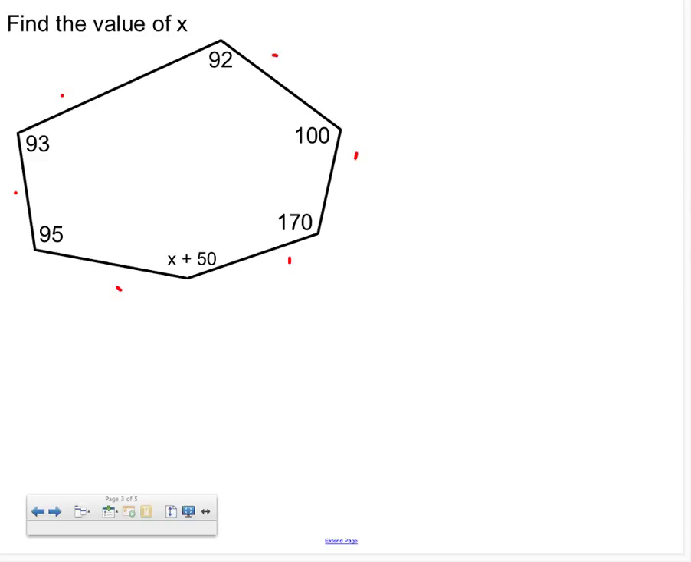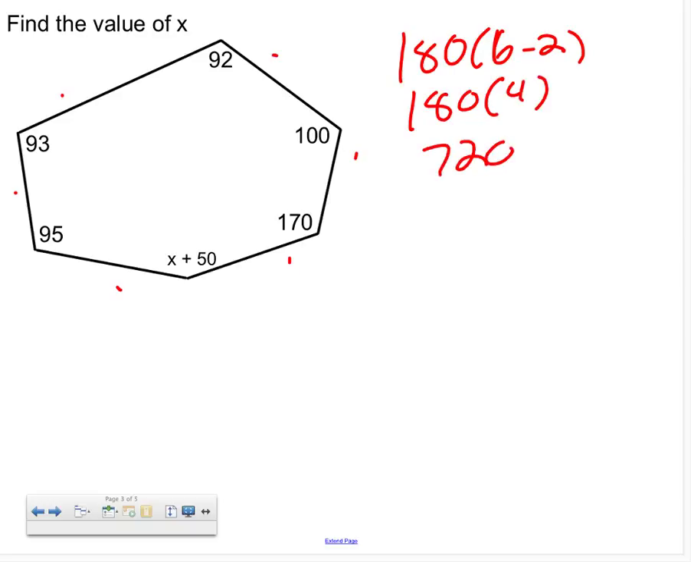So first, let's do our formula. Let's figure out our target number. 180 times 6 minus 2. 6 minus 2 is 4. 180 times 4 is 720. So that's our target mark, 720 degrees. How much do we have right now? What is the sum of the angles that we know?